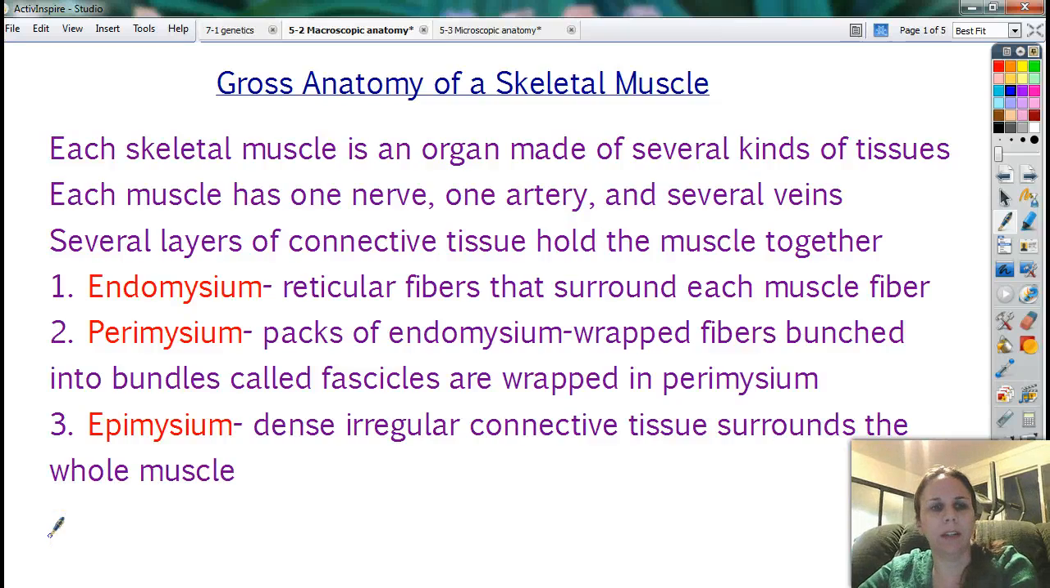Hello, good evening. We're going to go over 5-2, which is what we talked about in class today, the macro anatomy of a skeletal muscle.